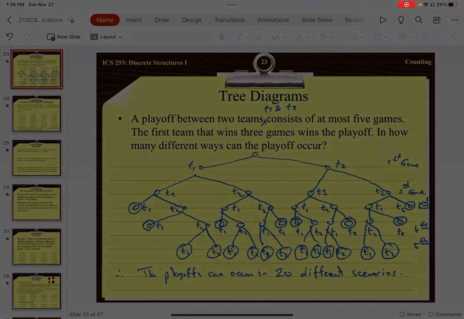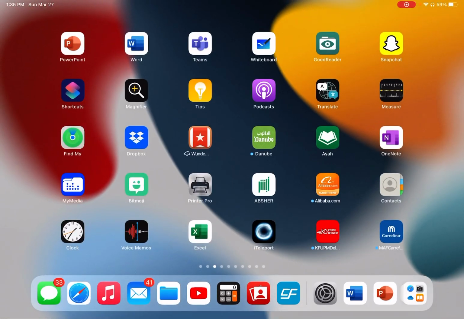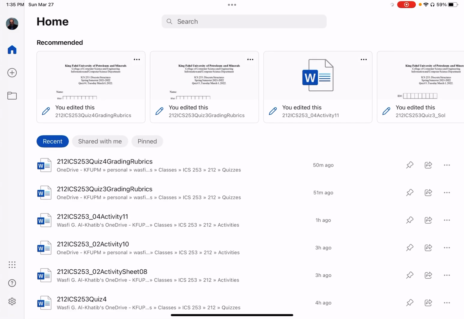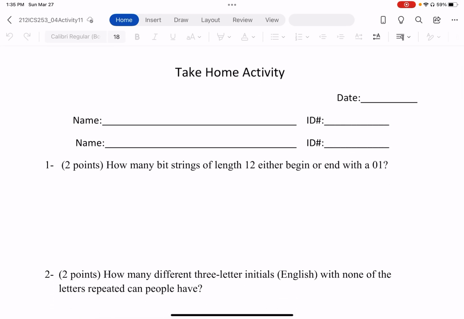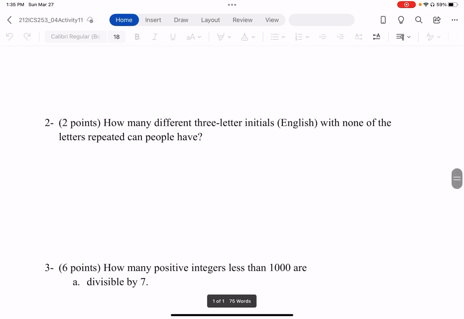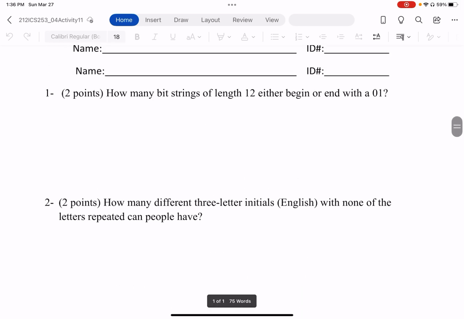Of course, you have the notes with you, right? Let me show you the activity. So the activity consists of 5 questions, right? How many bit strings of length 12 either begin or end with a 0, 1? How many different 3-letter initials in English, with none of these letters repeated, can people have? Like for example, my name is Wasfi Hassan Khatib, so my initials are WGK.